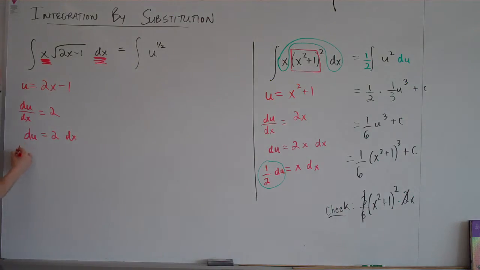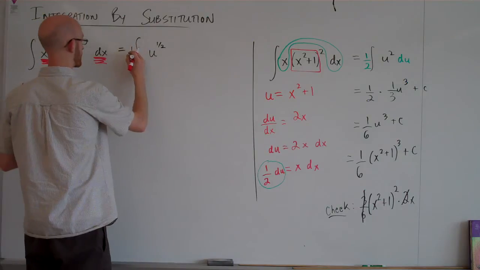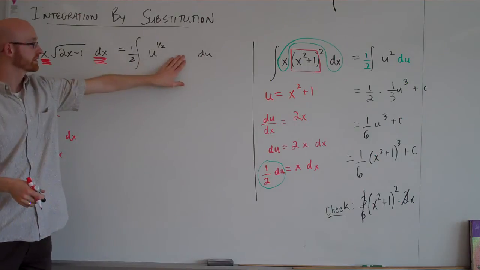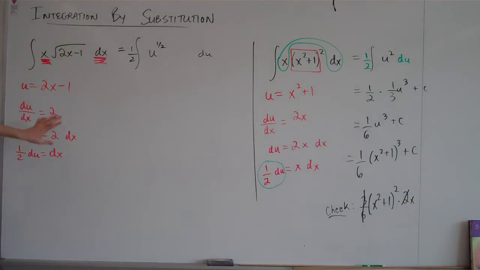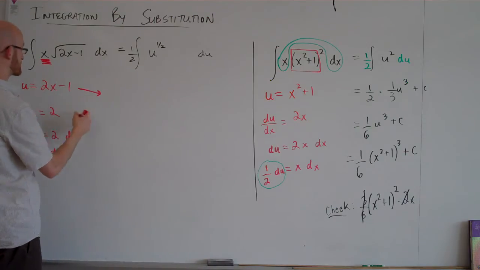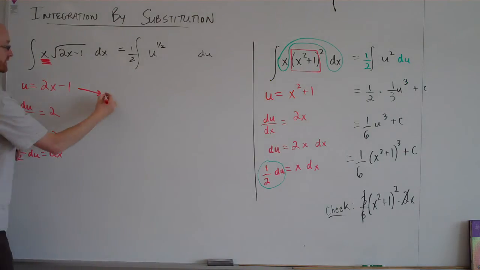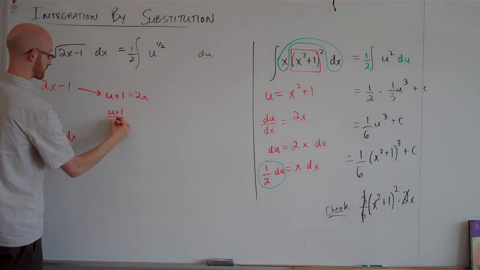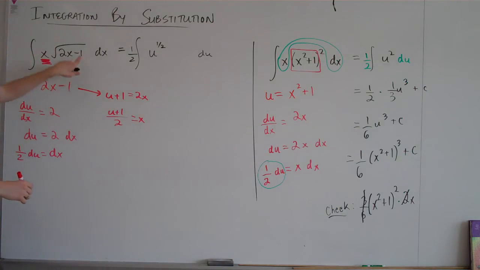First thing is, I can get rid of the dx by substituting in a half du. So I'm going to do that. 1/2 du. And I left myself, obviously, a conspicuous space there. So now we've subbed in for the dx, and the problem is we need to sub in for x. The way we're going to do that is we're going to take this equation and isolate for x. So I'm going to add 1 to both sides. u plus 1 equals 2x. u plus 1 over 2 equals x. That is going to go in for x.